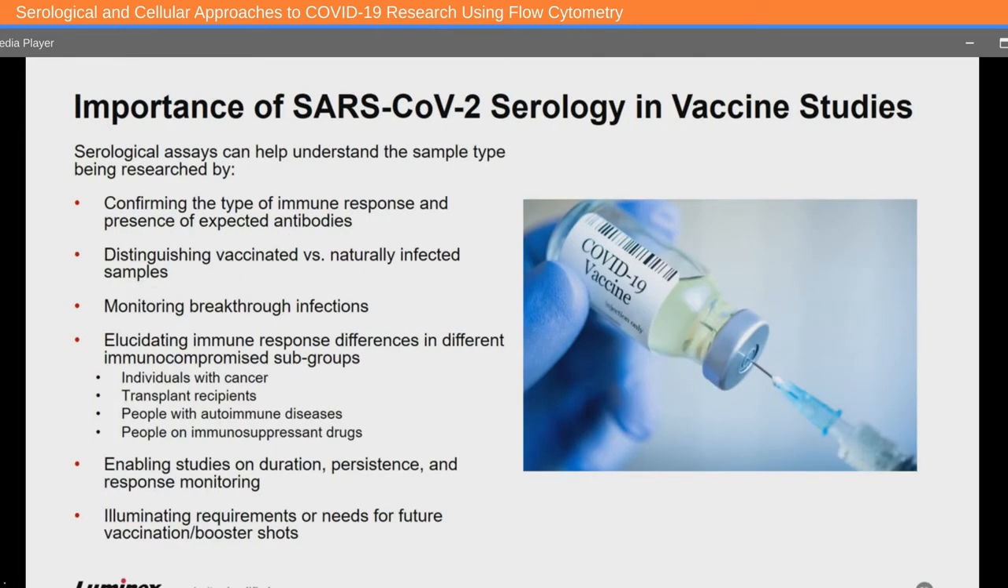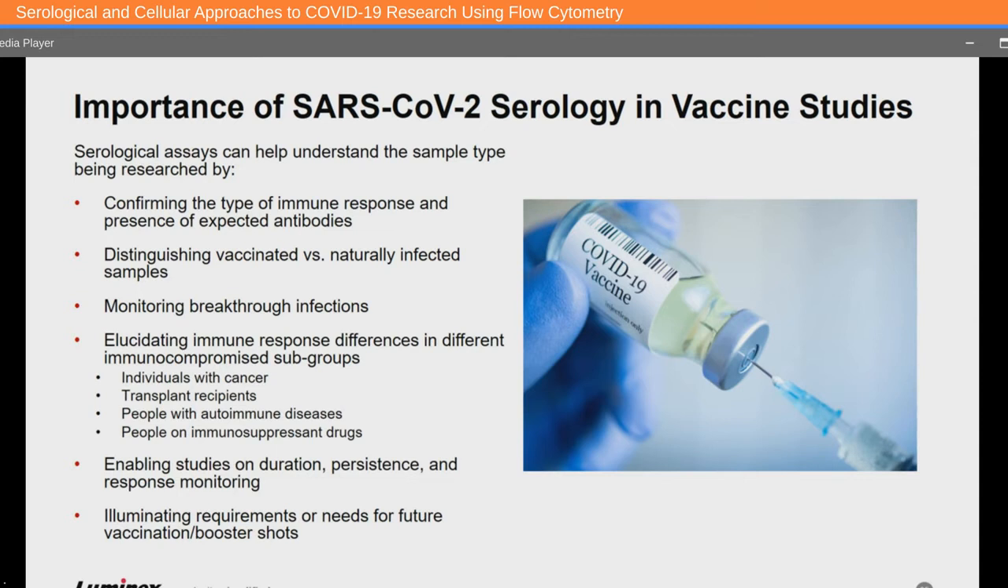So what are some of the questions of interest in the study of vaccinated samples? Several studies have used serological assays to look at sample type being researched and confirm the immune response and presence of expected antibodies on vaccination. The capability to distinguish between vaccinated samples versus naturally infected samples has become very important in understanding and monitoring breakthrough infections. Another crucial area of study is elucidating immune response differences in different immunocompromised subgroups.